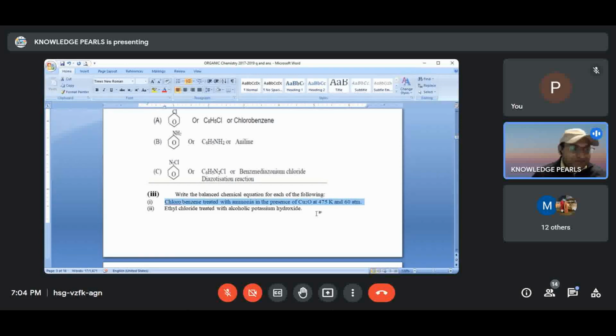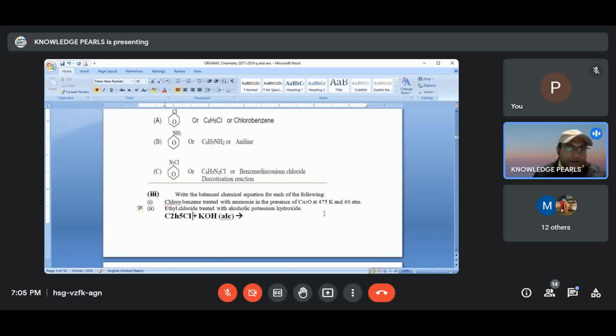Okay, let us move ahead. Ethyl chloride is treated with alcoholic potassium hydroxide. These are reactions which belong to alkyl halide, because I have segregated the questions as per the chapter. Here two questions are there. Ethyl chloride treated with, so I will write here for your understanding, C2H5Cl plus KOH alcoholic. This is one.